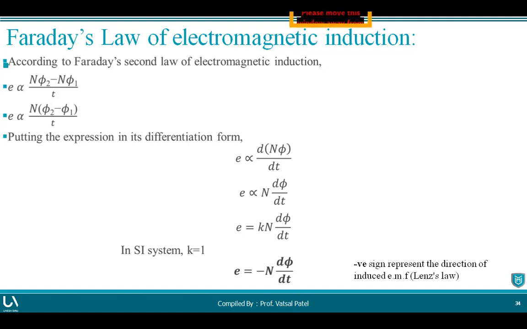We will discuss Lenz law, and I will also tell you about the Fleming right hand rule, and why the minus sign is there. But right now, the second law states that E is equal to minus n d phi by dt. So remember this second law, stated here in the form of an equation.